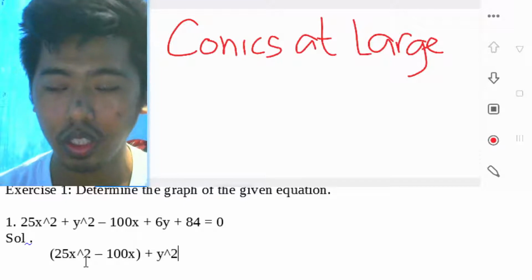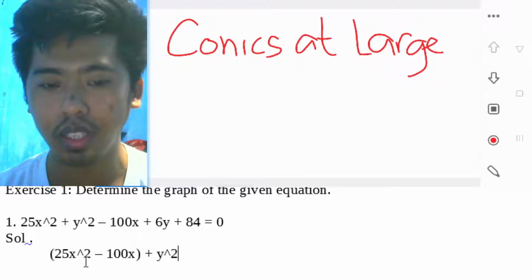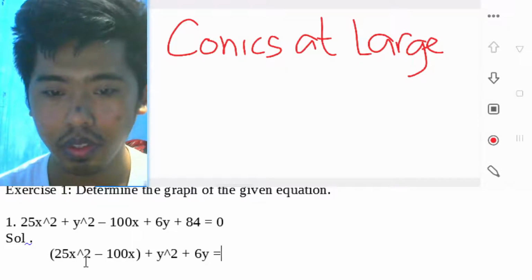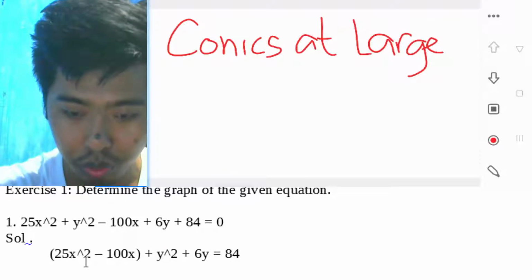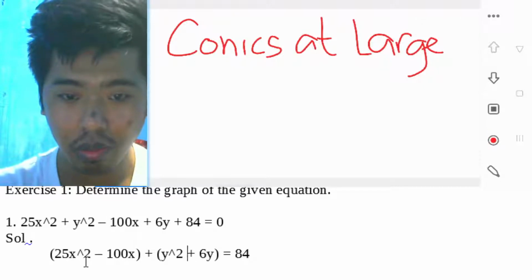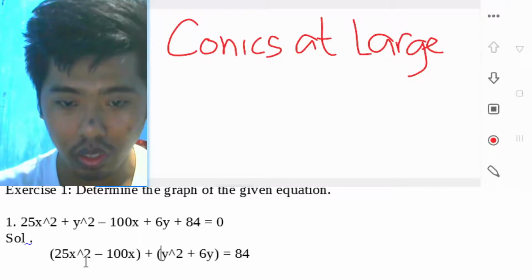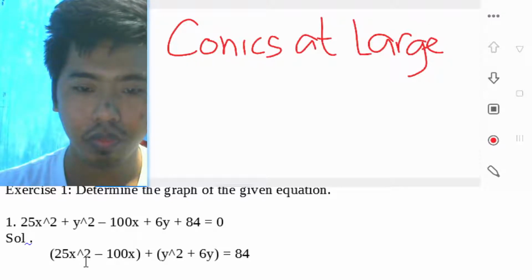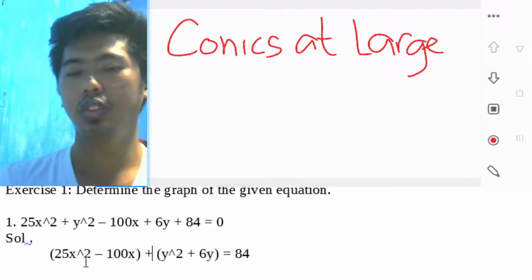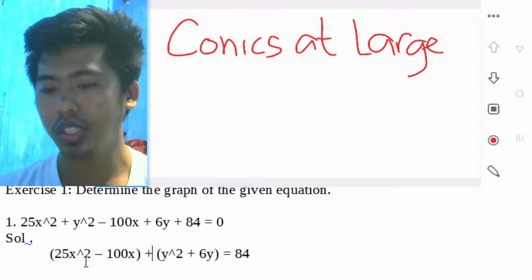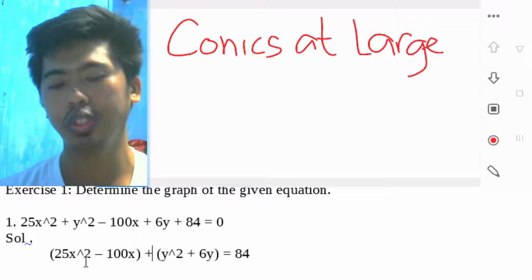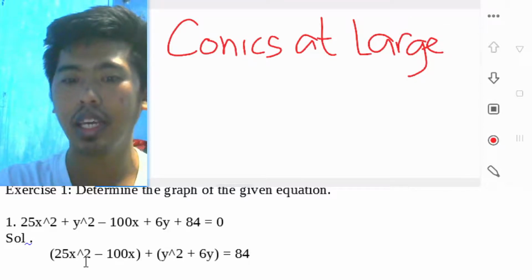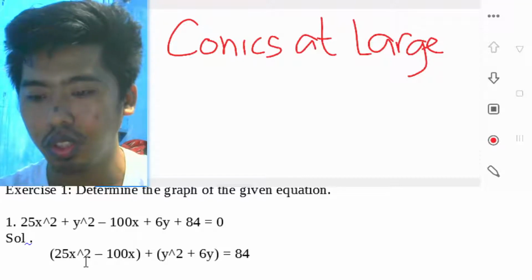Okay. Before we put this in a box, we need to be careful, especially if we're dealing with a hyperbola. Y squared plus 6y, and 84. If I put it in a box, nothing changes, since they are positive. Since we're dealing with addition, this would be an ellipse. Now we're pretty sure this is an ellipse. The next thing to find is the center. Then we can determine the graph, the name of the conic and its center, to answer exercise number 1.